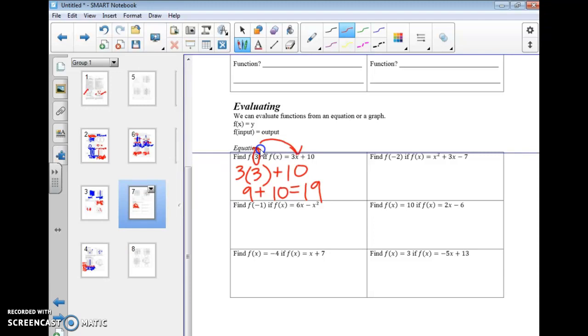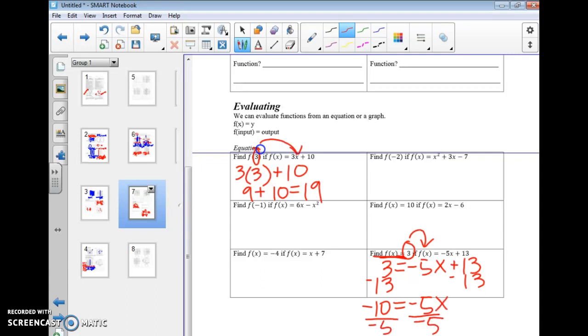The one I do want to talk about is if it looks something like this down here where it says find x when f of x equals 3. Over here they give us the input, and here they give us the output. So what I'm going to do is plug in this 3 for f of x, since that's what that equals. 3 equals -5x plus 13, and then I'm going to subtract. We get -10 equals -5x. So the input for an output of 3 would be 2.